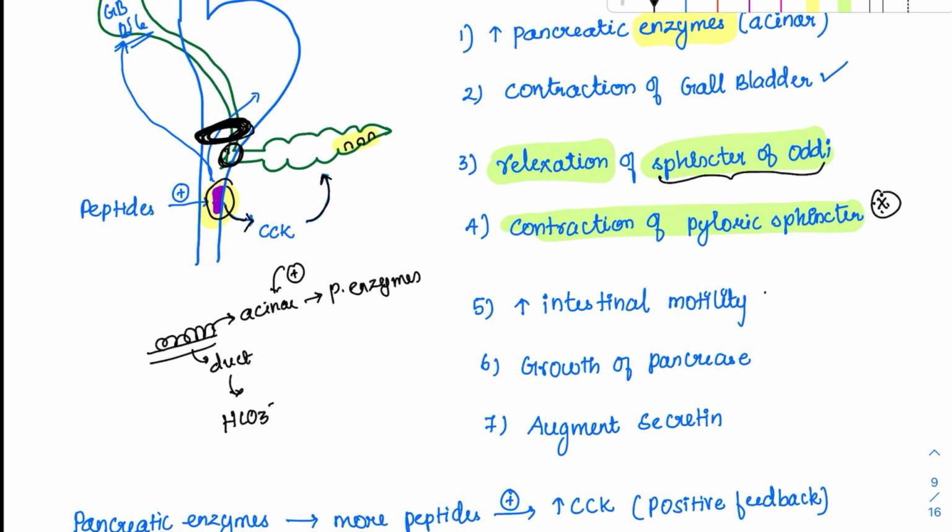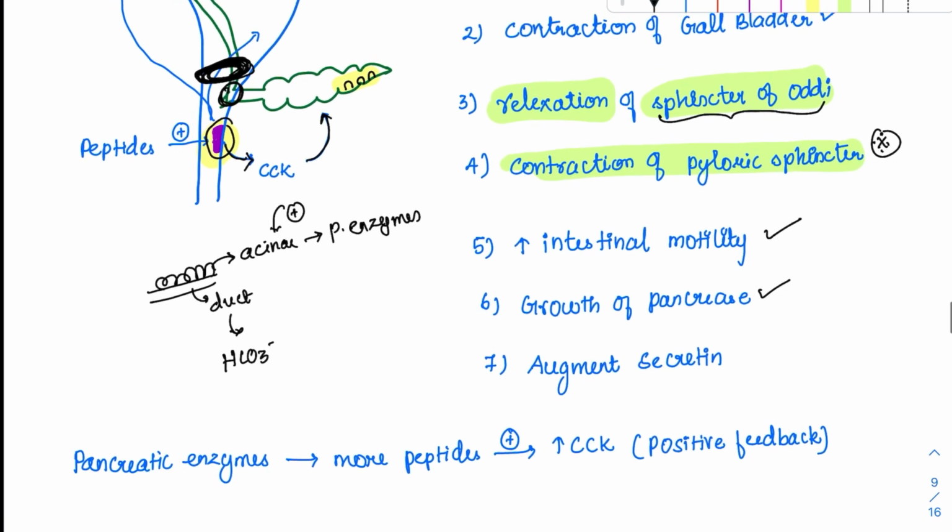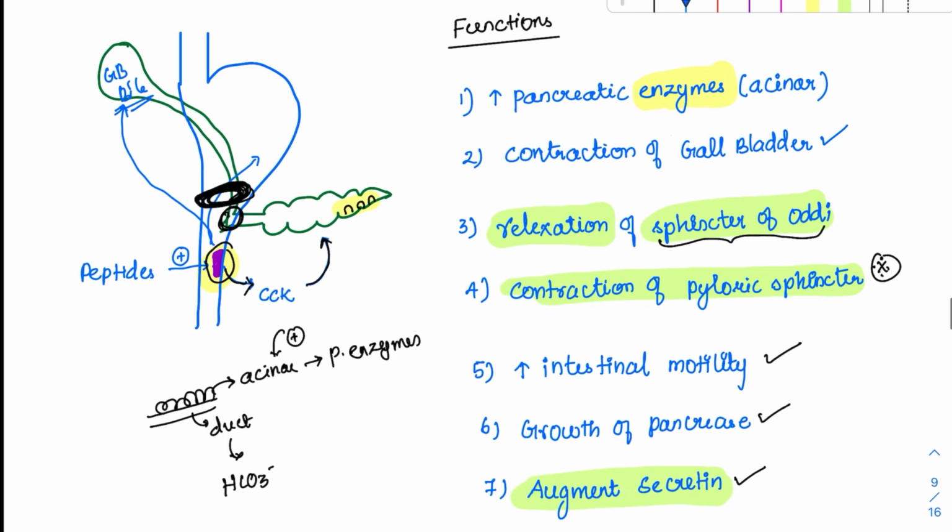Then it increases the intestinal motility. Like gastrin was increasing the growth of GI mucosa, it will help the growth of the pancreas. And one more thing is, it augments secretin. Secretin and CCK, both of them are like friends. They augment each other, one person will help the other person. So CCK will augment the function of secretin and secretin will augment the function of CCK. So these are all the functions of CCK.